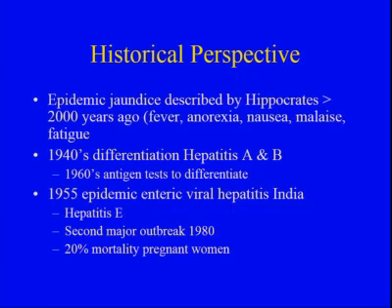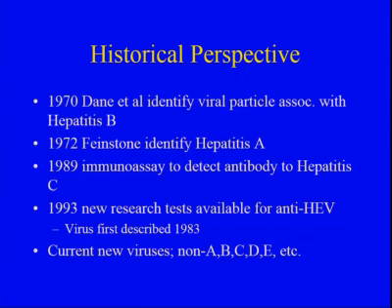Epidemic jaundice was really described more than 2,000 years ago. In the 1940s was the first differentiation between hepatitis A and B. In 1955, there was an epidemic in India that was subsequently identified as being due to hepatitis E, which some of you may be familiar with. But if not, you'll know by the end of the talk. And then you see in the 1970s more knowledge about hepatitis B and A.